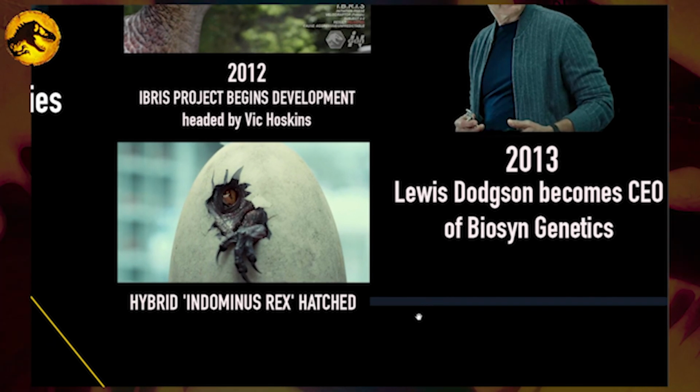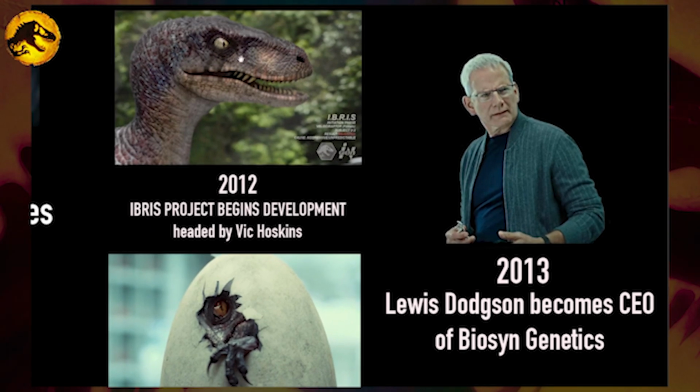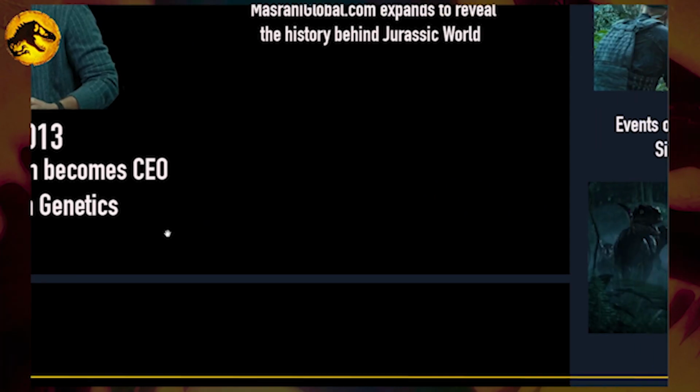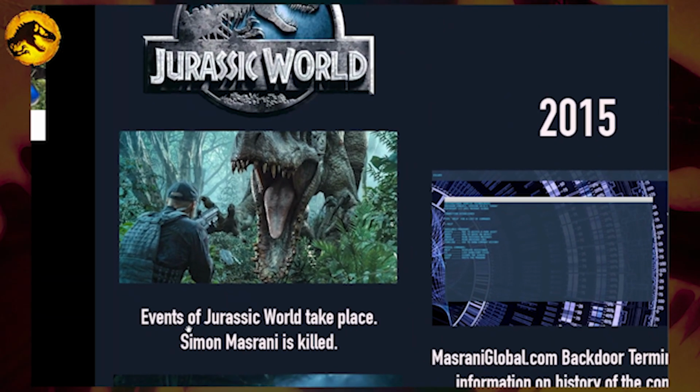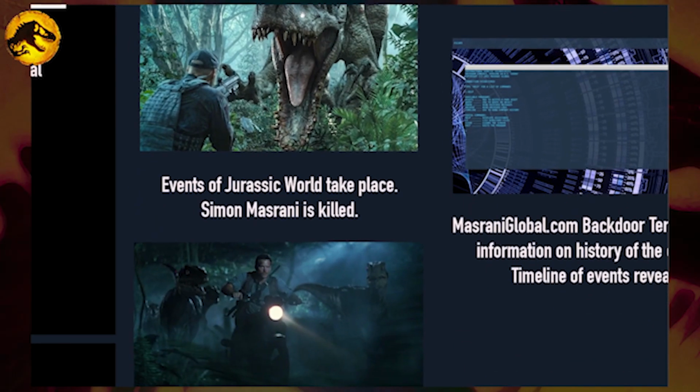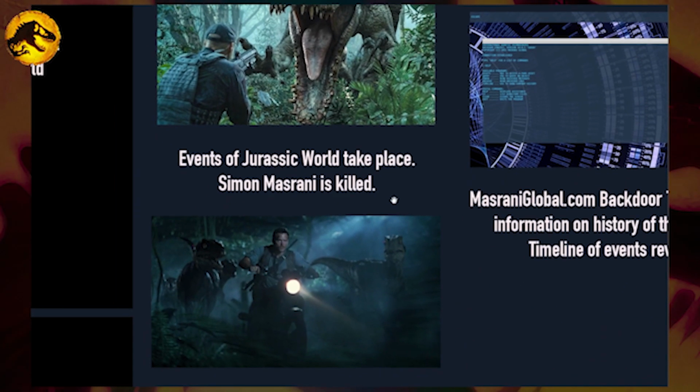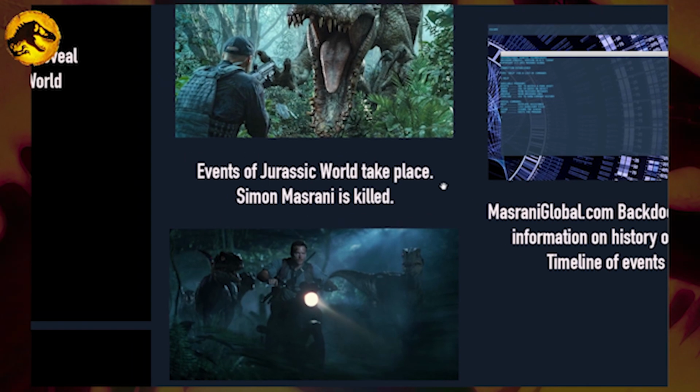And obviously, I've got this blue line here because the hybrid Indominus Rex hatched and the Ibris project begins. But that leads to the events of Jurassic World in 2015, where the Indominus Rex gets out and causes havoc, and Vic Hoskins tries to use the Raptors to take it down, but that doesn't work. And you know that, you've seen the movie.